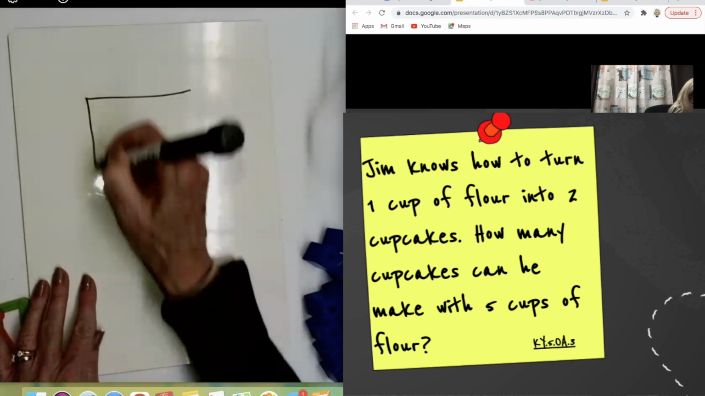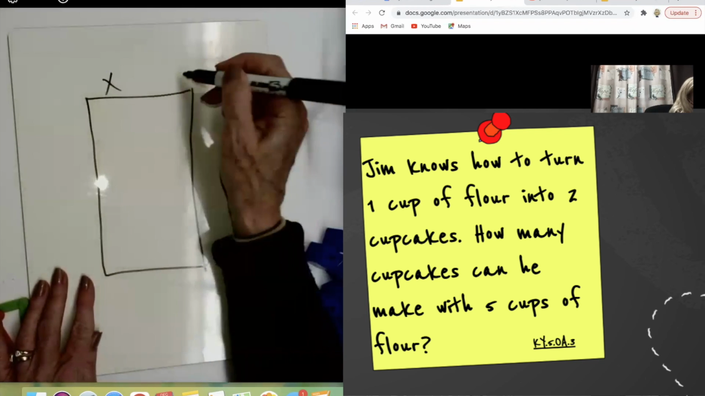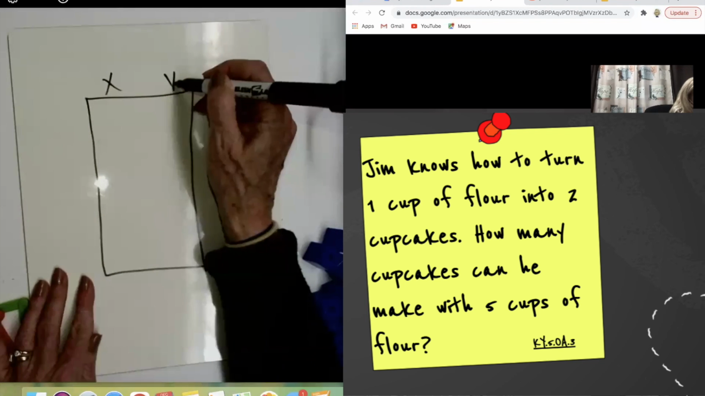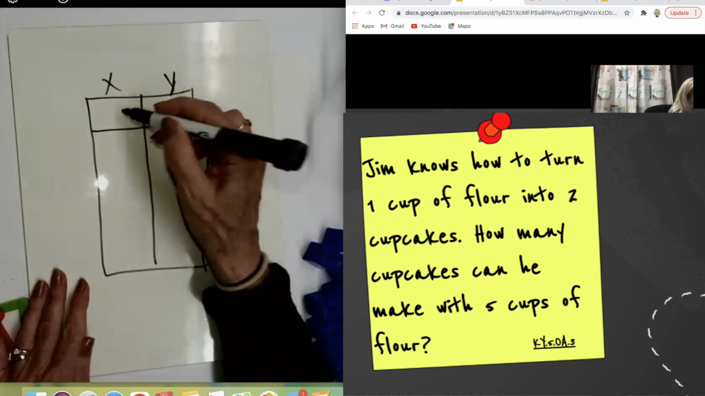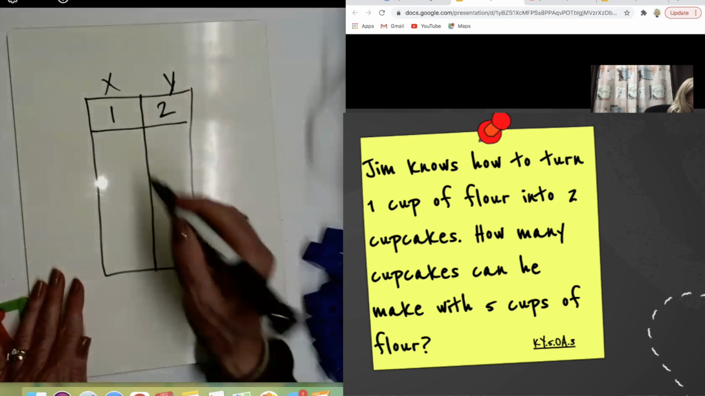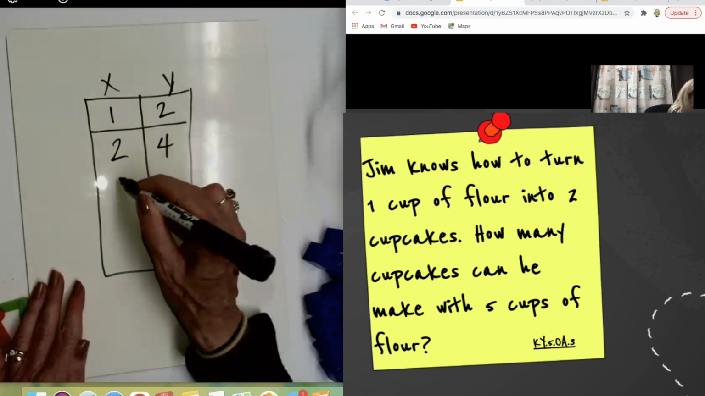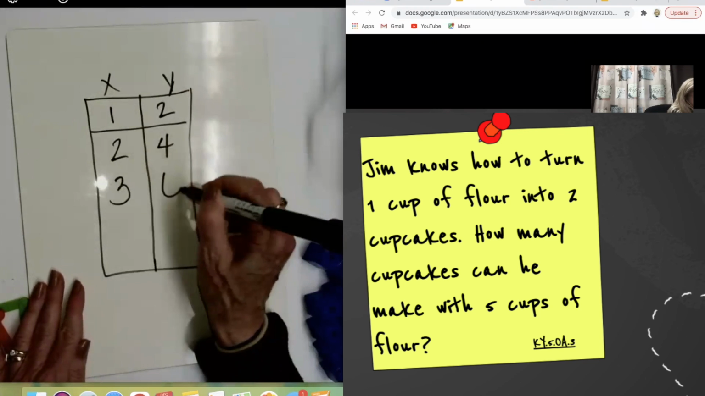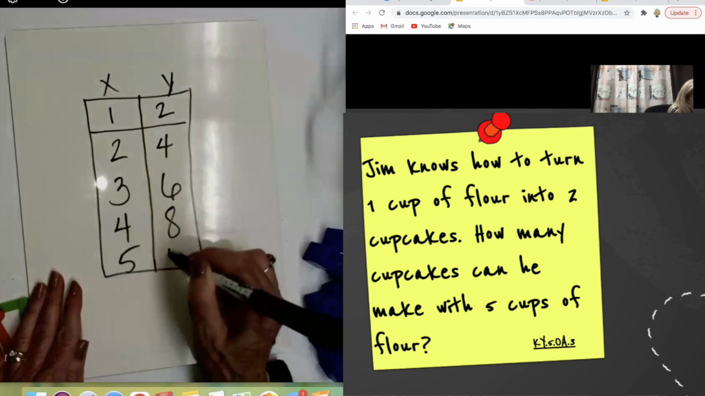So if we have a table, we have X and we have Y. And we know for 1, it was 2. And for 2, it was 4. And for 3, it was 6. For 4, it was 8. And for 5, it was 10.